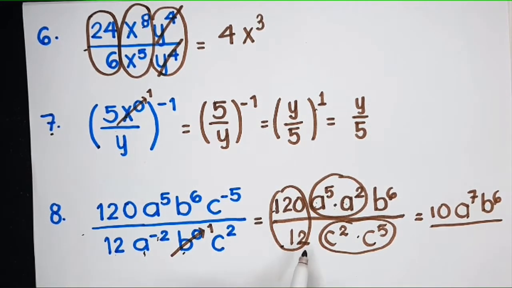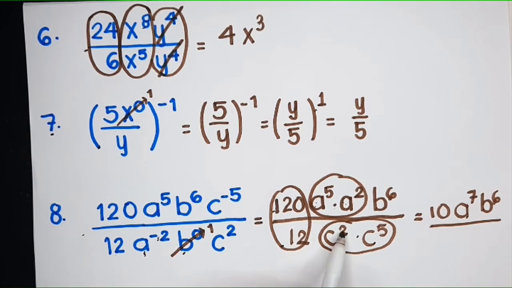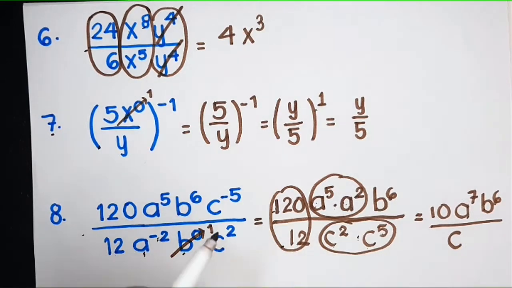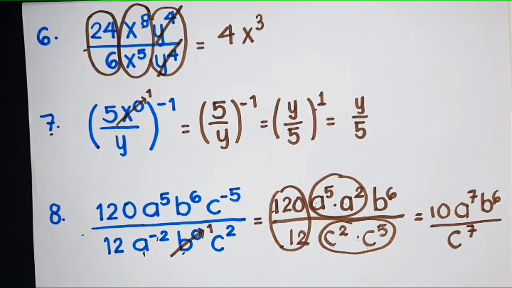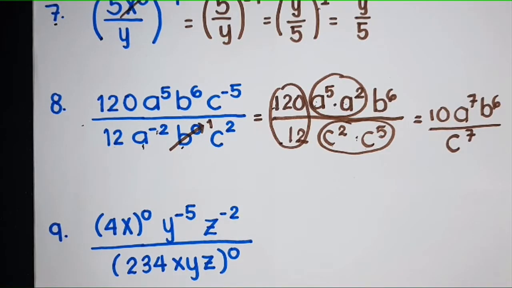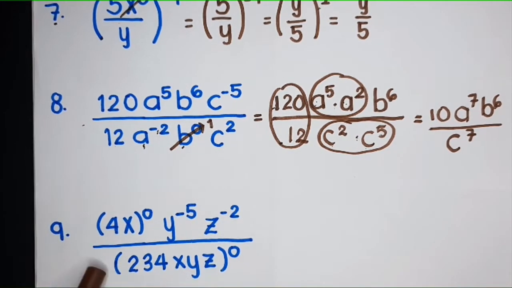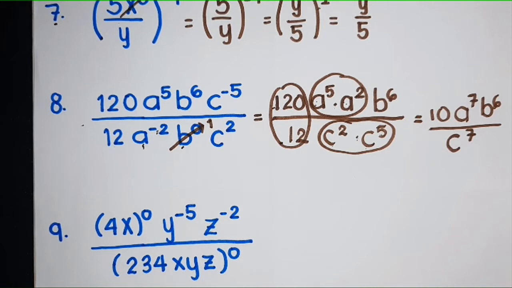Okay, over c raised to 2 times c raised to 5. Okay, all you have to do is to copy the base and then you add the exponent. It becomes 7. Okay, so this is your final answer. Okay, moving on to number 9. Okay, so we have this expression. Okay, we try to simplify this expression. Okay, so una, we try to write this expression without zero exponent and without negative exponent. Alright? Okay, let's do it.